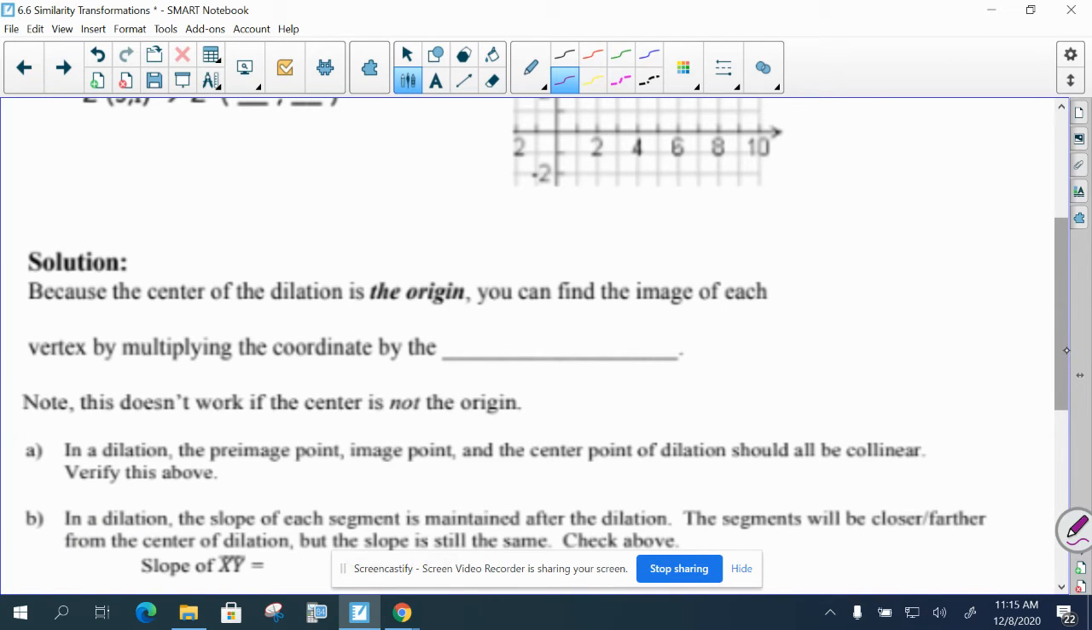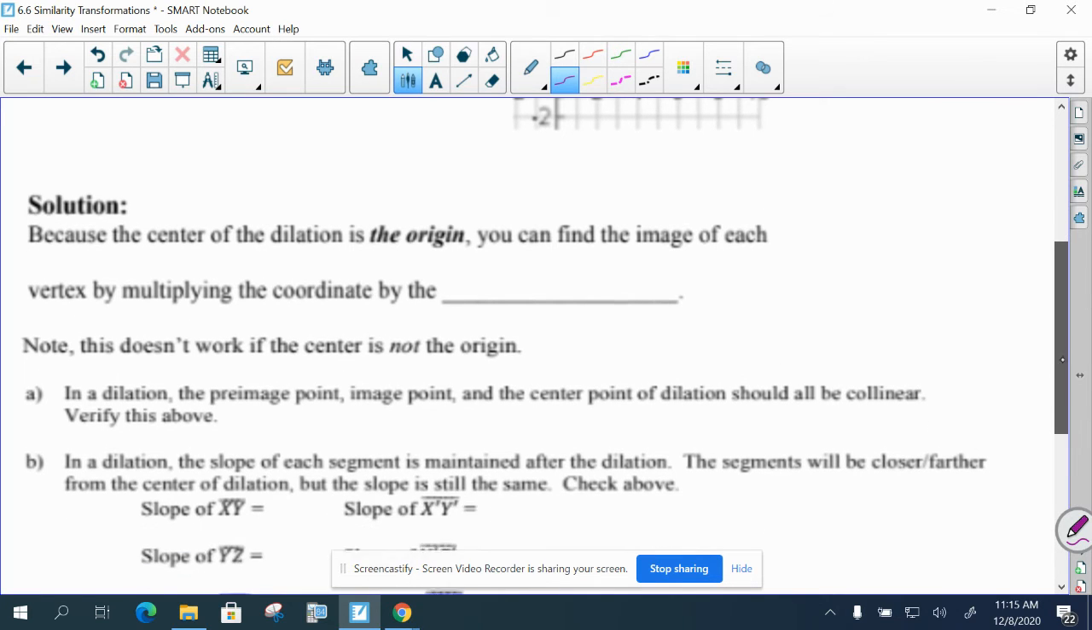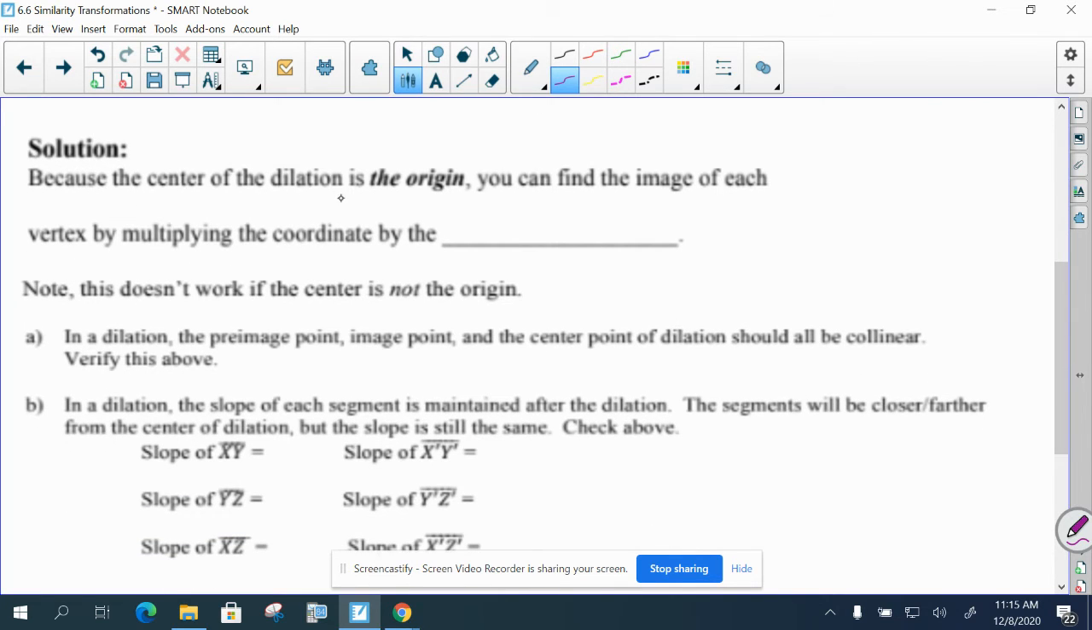All right, more onto these notes. So because the center of dilation is the origin, you can find the image of each vertex by multiplying the coordinate by the scale factor, something you already knew. Once again, this part here is just review. Note, this doesn't work if the center is not the origin. So that's the new part.